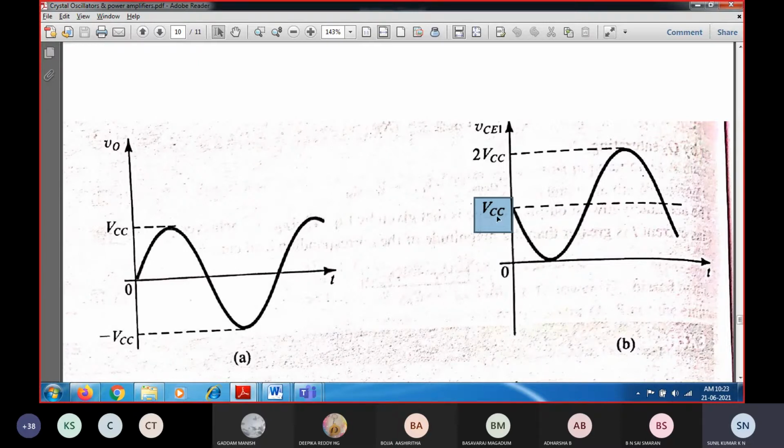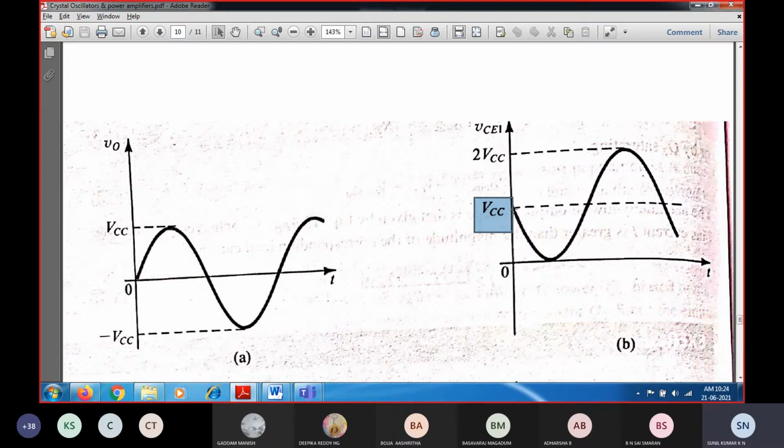So that will be equal to VCC, because we have seen V naught max will be equal to VCC minus VCE. So we can say that if the input voltage is equal to 0, what is the output voltage? The output voltage will also be equal to 0. So what will be the collector to emitter voltage? It will be equal to VCC.